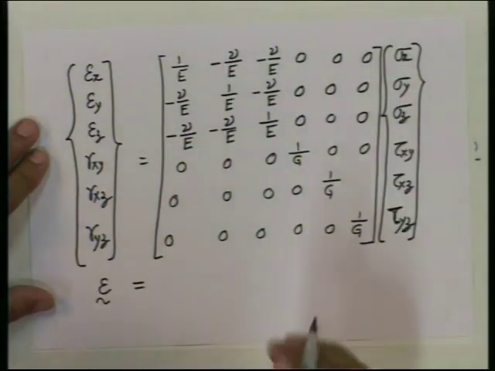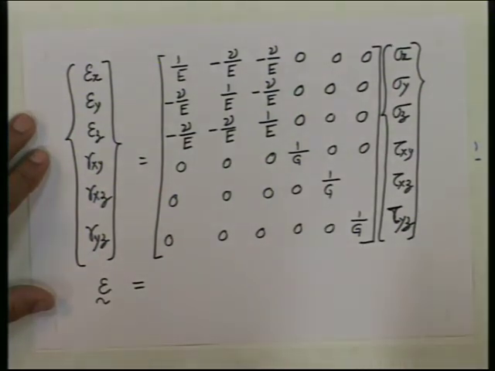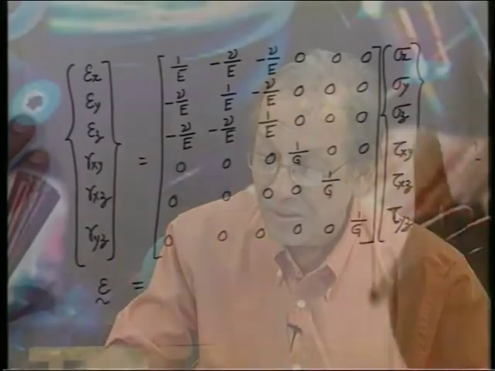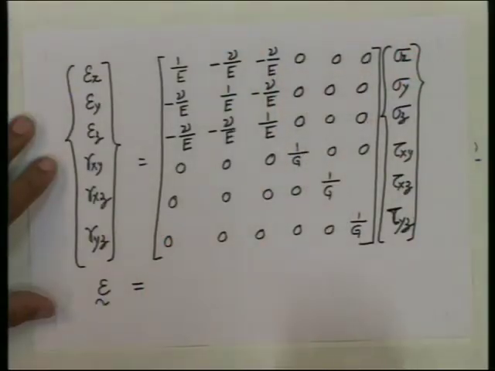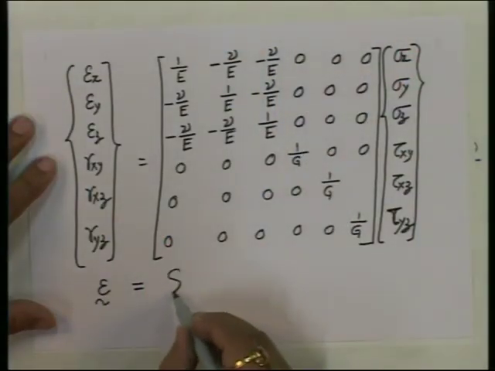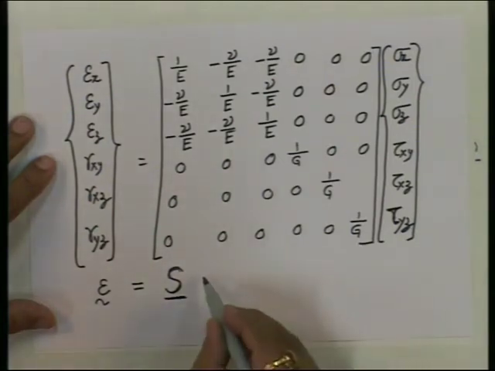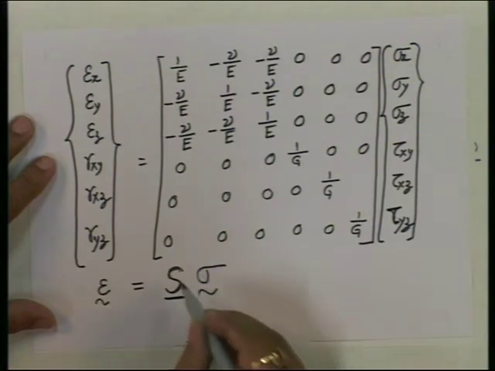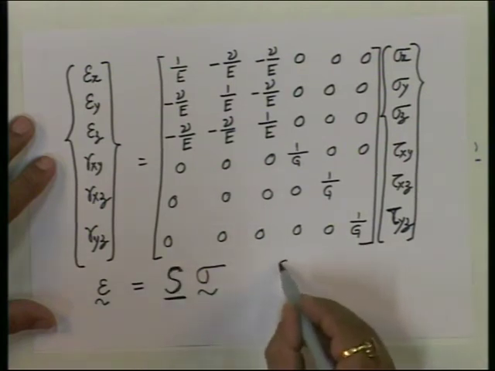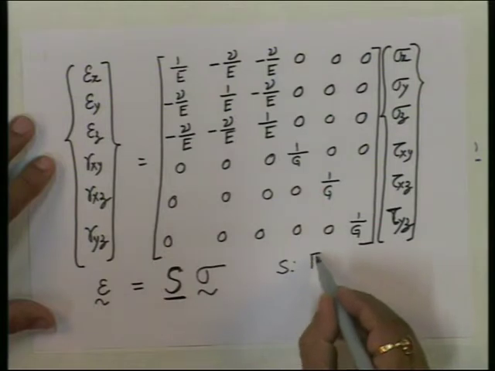So, this is like a flexibility matrix: due to unit force, the displacement is flexibility. Here, due to unit stress, the strain is the same flexibility matrix of the material, and we denote this by a symbol S. This is called the flexibility matrix of the material. So, S is flexibility or compliance.